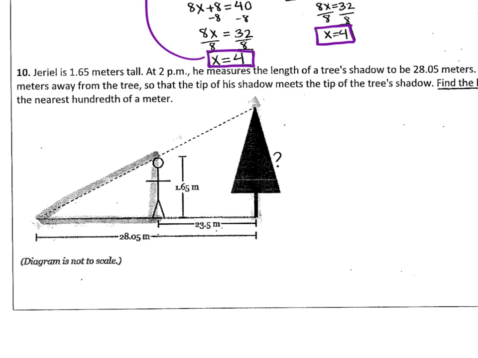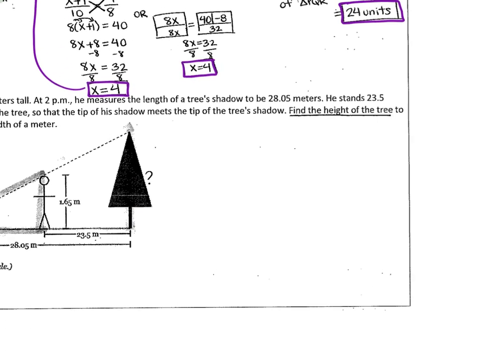It says that this person who is 1.65 meters tall, that's how tall he is, at 2 p.m. measures the length of a tree's shadow, 28.05, stands a certain distance away from the tree so that the tip of his shadow meets the tip of the tree's shadow. This is what's happening in the picture. It says to find the height of the tree to the nearest hundredth of a meter. This image is confusing to look at because we again have two overlapping triangles. We have the triangle of the guy and we have the triangle of the tree. Let's separate them so we can see two separate triangles.